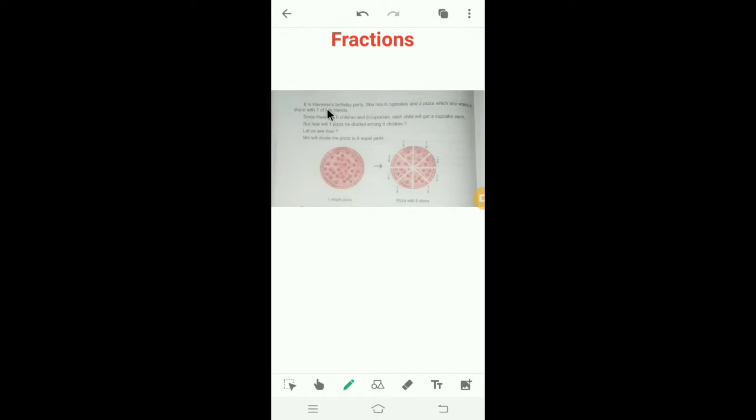It is Ravina's birthday party. She has 8 cupcakes and a pizza which she wants to share with 7 of her friends. Since there are 8 children and 8 cupcakes, each child will get a cupcake each. But how will one pizza be divided among 8 children? Let us see.